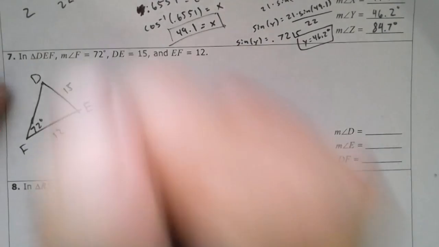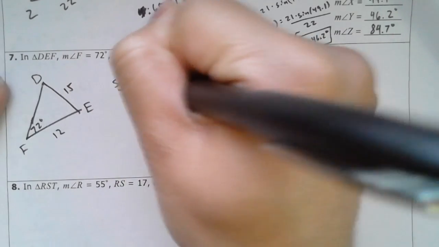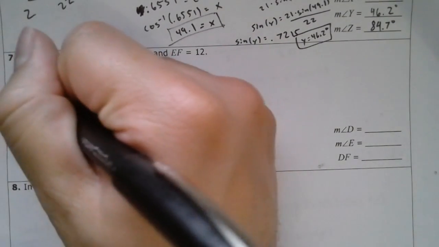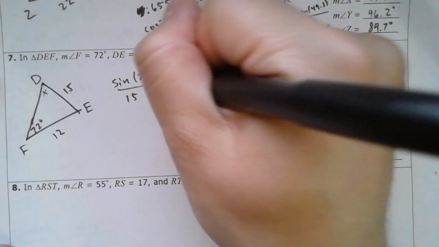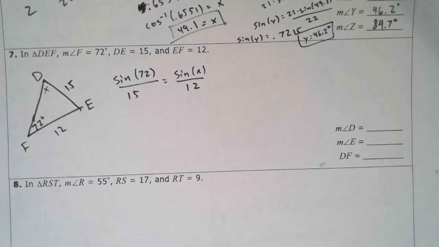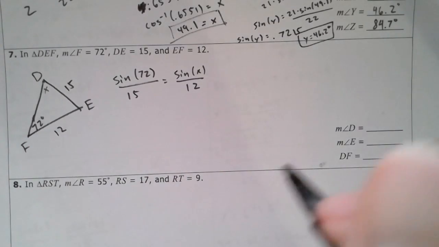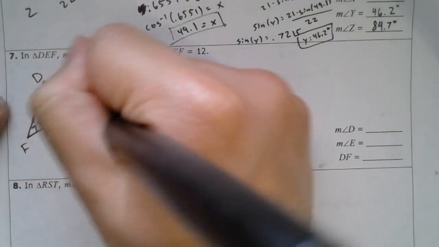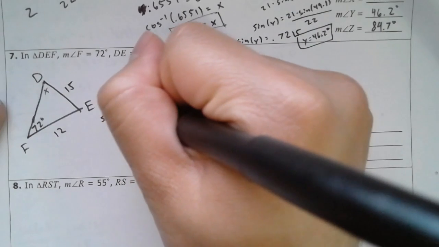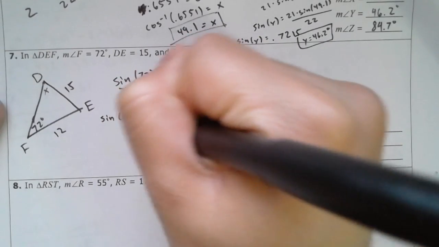So here, the sine of 72 over 15 is equal to, and then we could just call the side opposite to 12, right? We could just call angle D x for now. So the sine of x over 12. I'm going to skip some of the steps here for the sake of conserving space, as you saw the last one got really tight. So sine of x is equal to 12 times sine of 72 over 15.